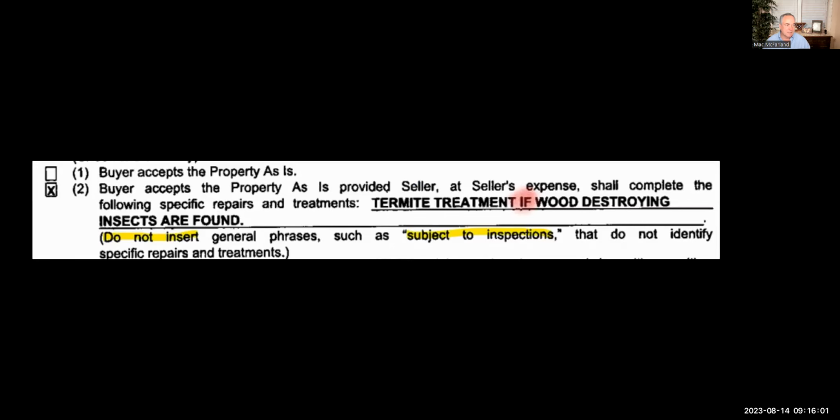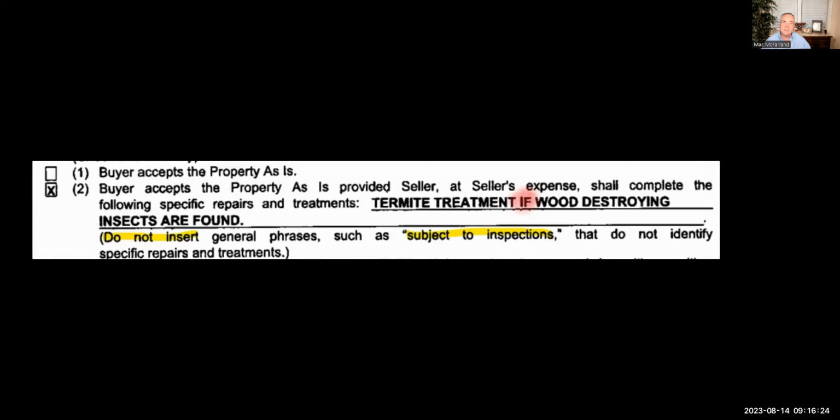And this here, termite treatment if wood destroying insects are found. Hello. Now we used to do that. And this agent is a used-to-be type of agent. In other words, she's been in the business a long time. But that's why I'm so glad to see some of you here, because we need to spread that word and make sure that we're staying up to date with what's going on.